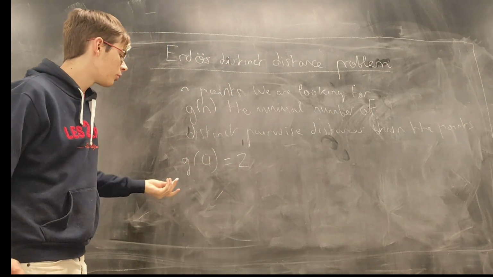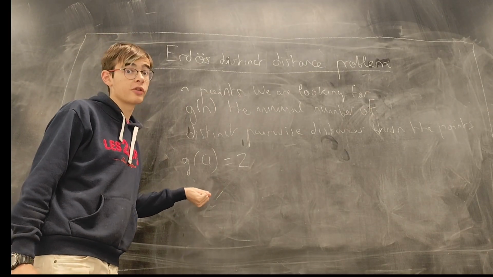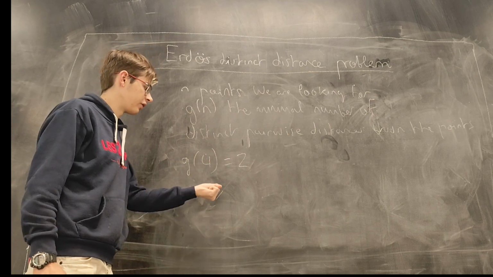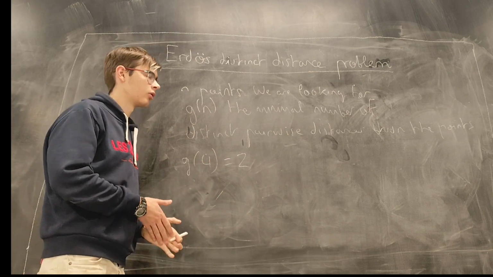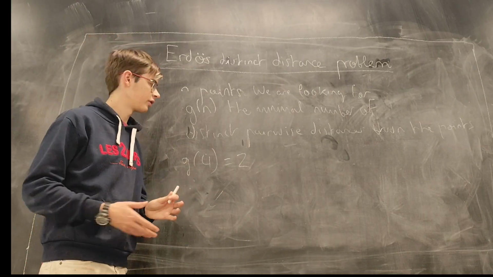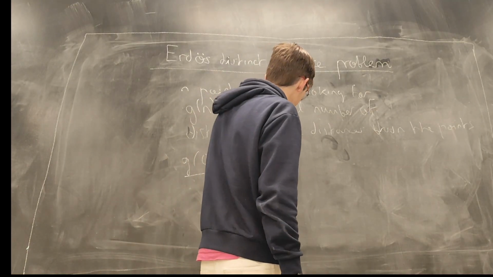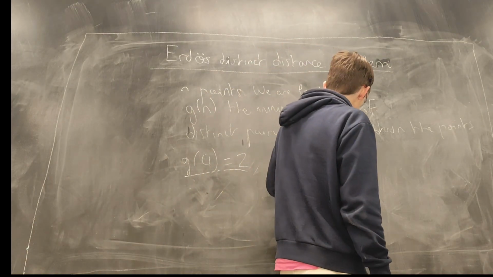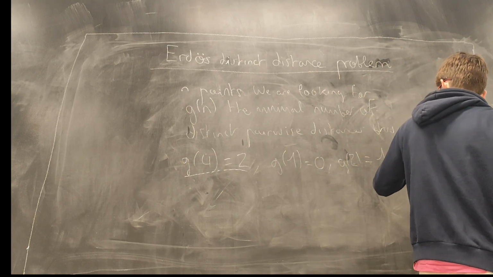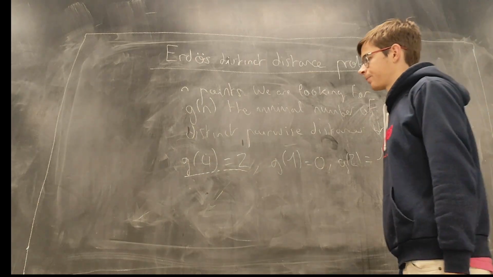Why equals 2 and not more than 2? Well, in our previous construction, our 4th point was equidistant to all 3 points, right? Because it lay perfectly in the middle of the triangle. So there's only a second distance that's created. There are no other ones. So g of 4 equals 2. And of course, before we had g of 1 equals 0, g of 2 equals 1, and g of 3 equals 1. Okay.